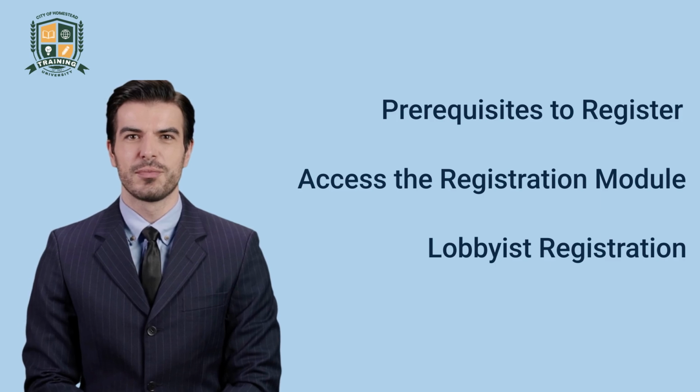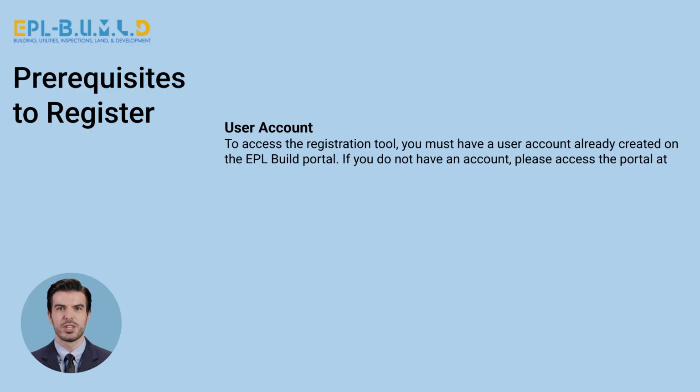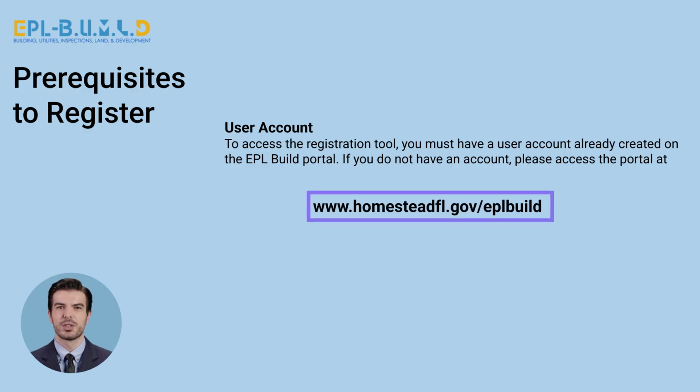Okay, let's get started. To access the registration tool, you must have a user account already created on the EPL Build portal. If you do not have an account, please access the portal at www.homesteadfl.gov/EPL Build. You can access this link in the description section of this video, or feel free to pause this video to write it down. Once the portal's homepage loads, click the Login or Register link located on the top right-hand corner and follow the steps to create your account. If you need help, please view our video tutorial on how to create a user account. This is a separate video, and the link to it is provided in the description below.